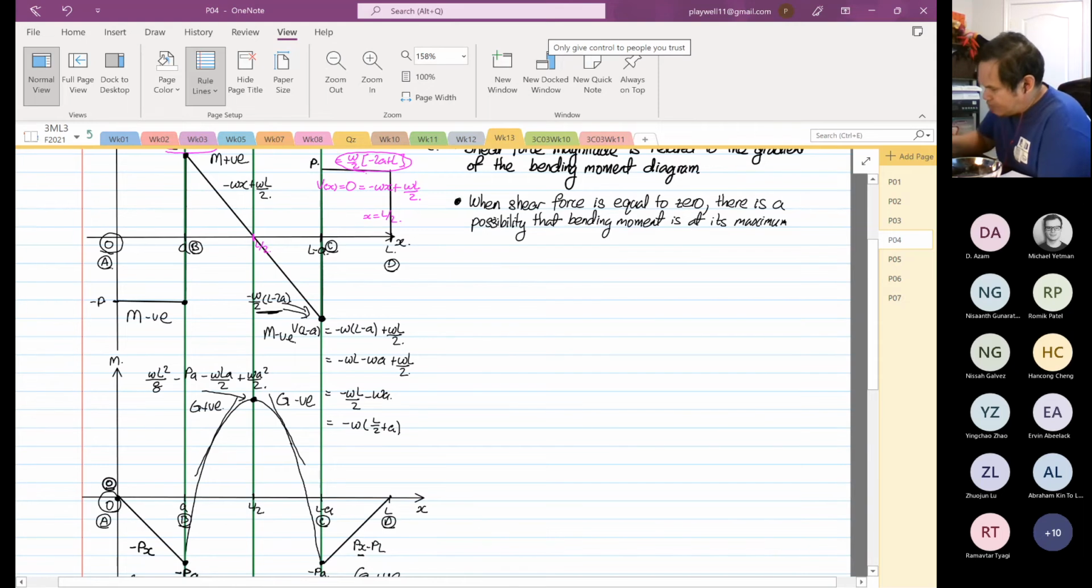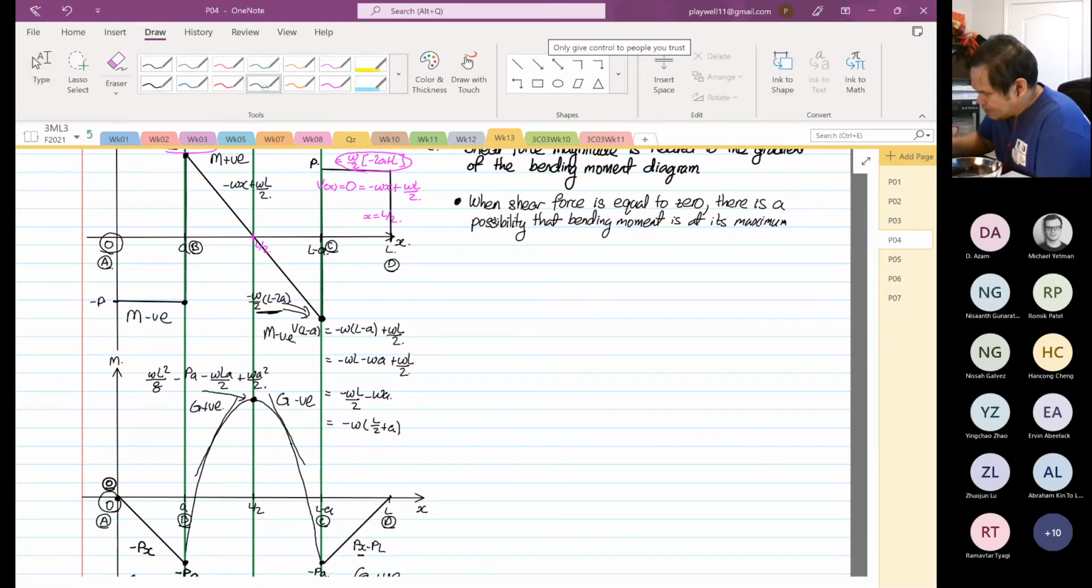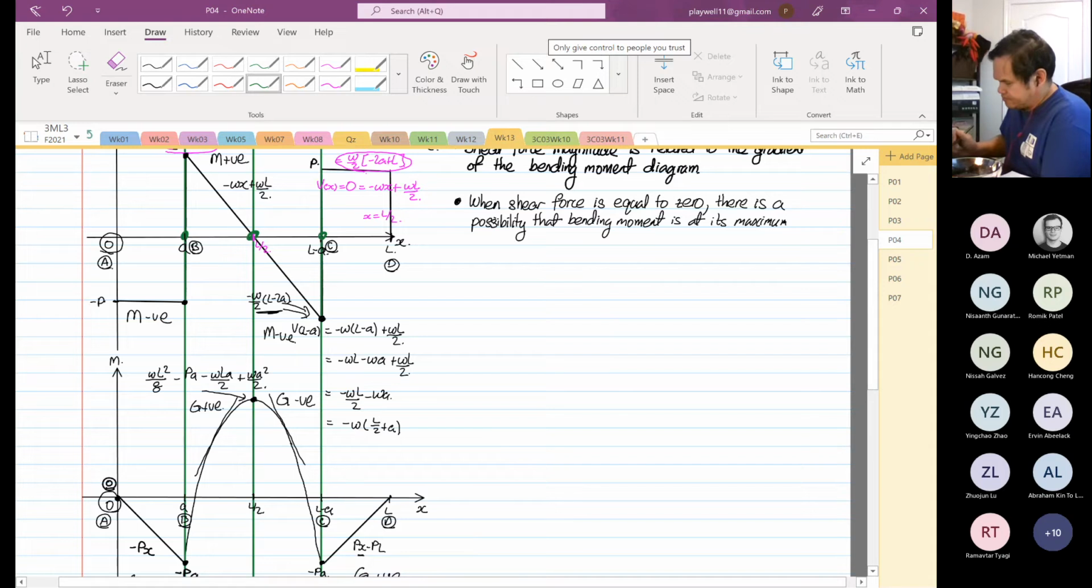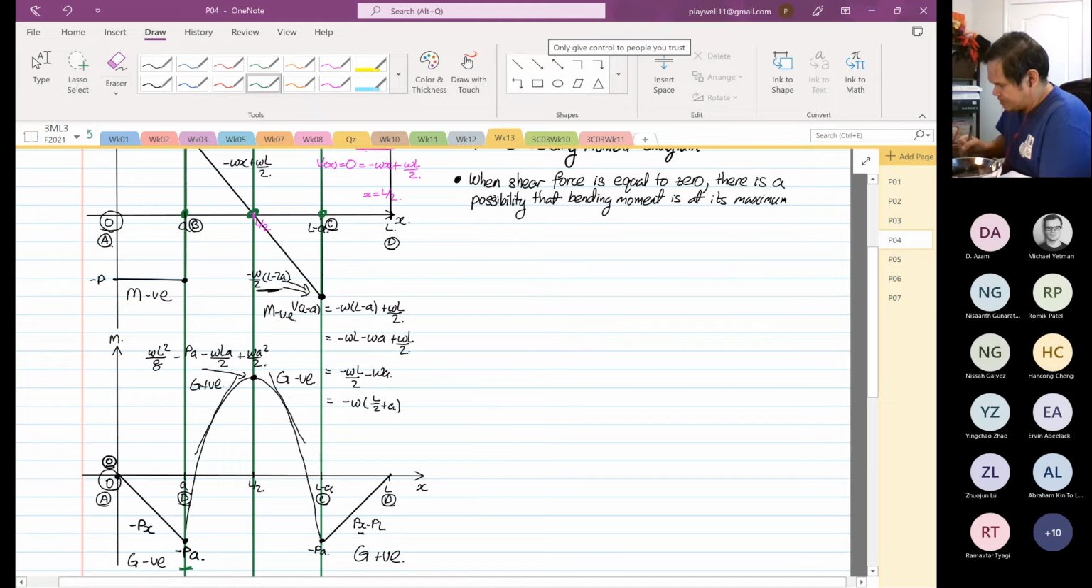In our diagram, the shear force intersects 0 at 3 points: at point B, at L/2, and at L minus A at point C. So we have to check. When it crosses at point B, it is at its minimum, not necessarily maximum. So at this point over here, it is at its maximum, which we found is equal to minus omega L squared over 8 minus PA minus omega L over 2, and so on and so forth.